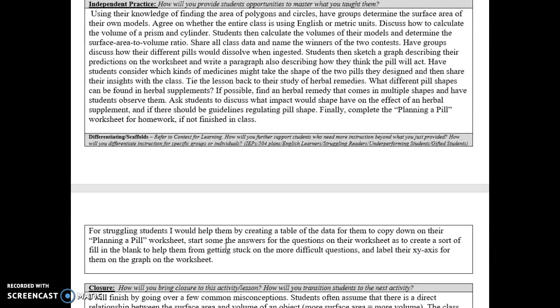And for the differentiating scaffold on that one, with this class, we do have some students that struggle, a lot of IEPs and English language learners, so I would probably go through, as my guide teacher has done before, and set up some tables on their worksheet. A lot of times he goes through, and when there's a question that might be a little bit more complex, we'll start to write out the answer to the question and then create it in a way that it's a fill in the blank. So they just get a skeleton of the answer, but then the student has to fill in the important blanks to get the answer to that question.